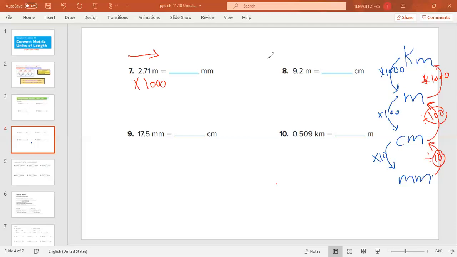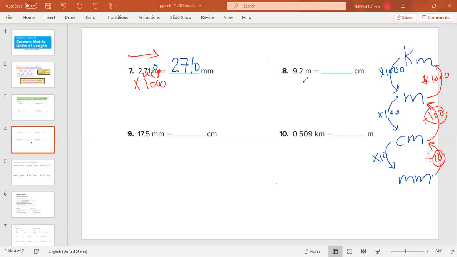Let's move it. Now here's 1, 2, and 3. So my decimal point will be here. Oh, there is an empty place without any digit. So what should I do in this case? Yes, I need to add 0 here. So my answer will be 2710 millimeters.